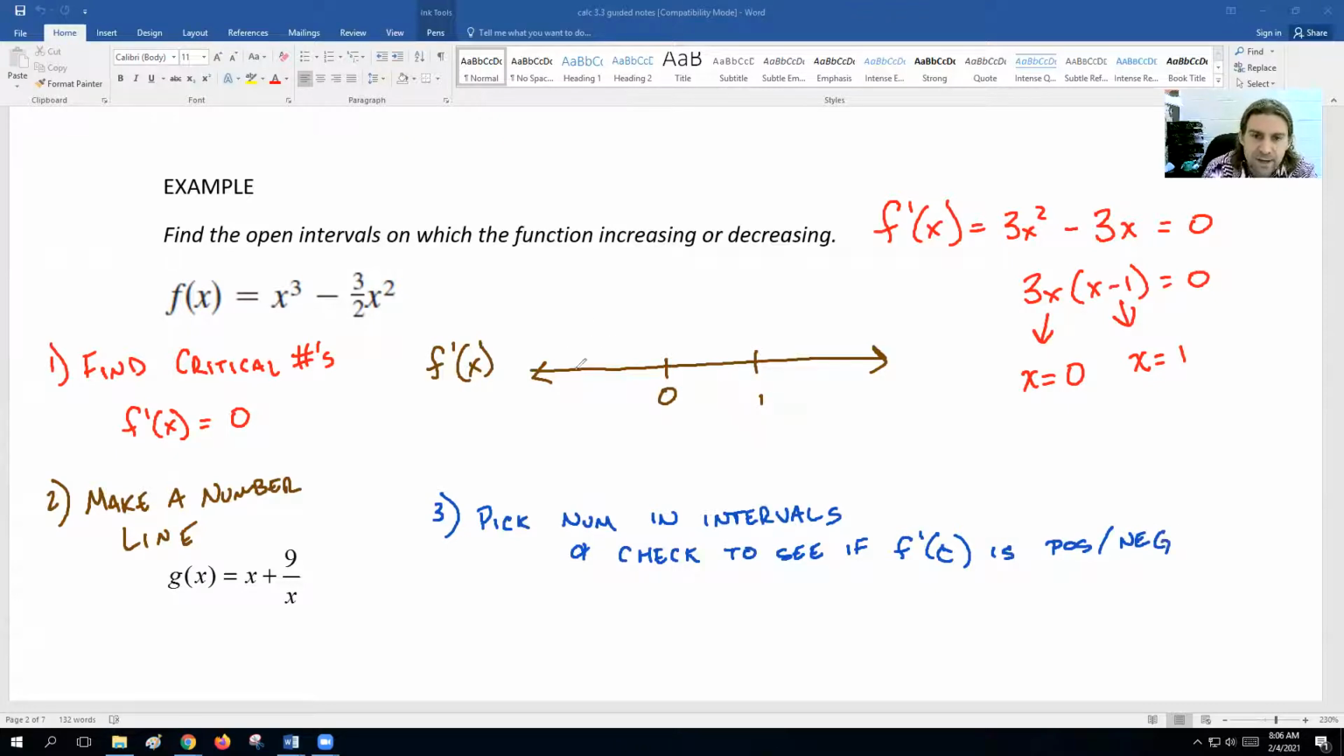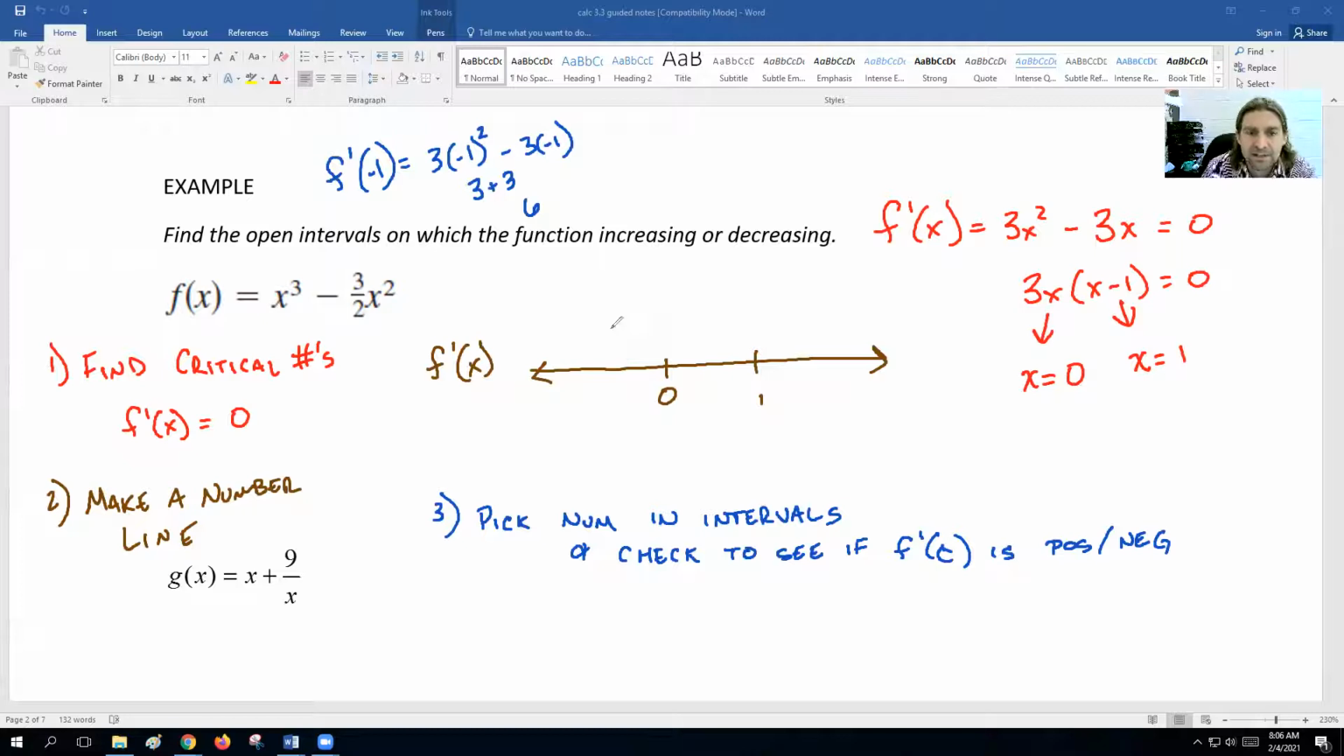Okay, so let's pick a number in this interval. Now this interval is between negative infinity and 0. So we can pick any number, and I'm going to pick negative 1. So what's f prime of negative 1? If I plug negative 1 in here, we would get 3 times negative 1 squared minus 3 times negative 1. That'd be a positive 1 times 3, that's 3, plus 3. Okay, that's 6.